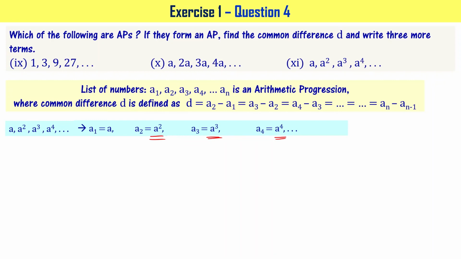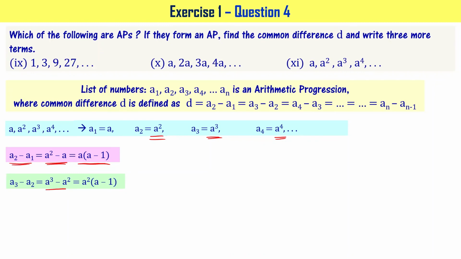Now let's find the difference between successive terms. a2 minus a1 is going to be a square minus a, right? Let me take a as the common factor out. Then what I have is a times a minus 1, that is equal to a2 minus a1, right? Now let me see what is the value of a3 minus a2. a3 minus a2 is going to be a cube minus a square. I can take a square as the common factor out. Then what I have is a minus 1. So the difference is going to be a square times a minus 1.